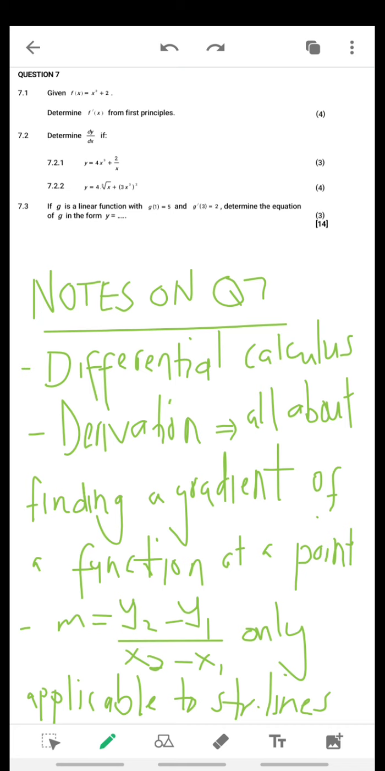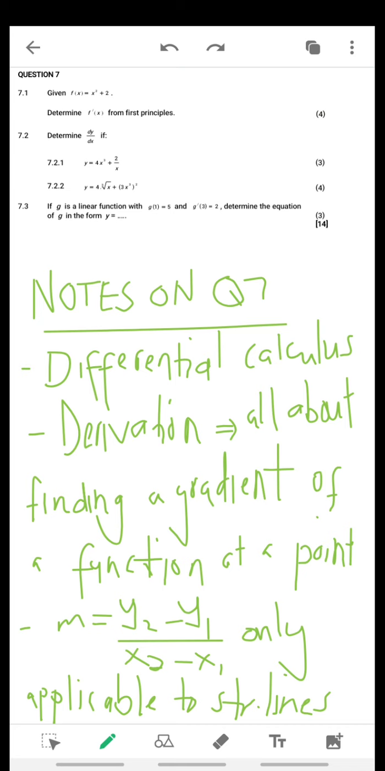As I've explained, when we deal with derivation, we are simply finding the gradient of a function, any function. Not only limited to straight lines, but we can find the gradient at any point for any particular function.